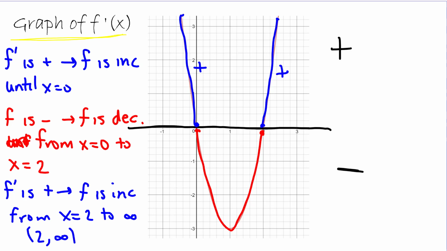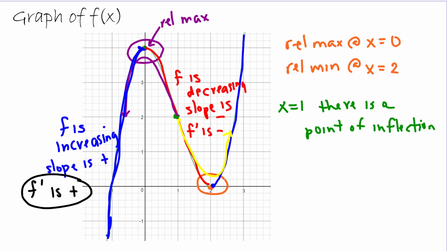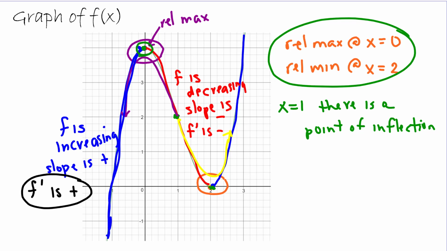So what actually happens right when it crosses over? Right at 0 and at 2, f prime changed signs. And if we go back to the graph of f, we notice at 0 and at 2, we were looking at a relative max and a relative min. It's right here. When f went from increasing to decreasing, we had a relative max. When f went from decreasing to increasing, we had a relative min.